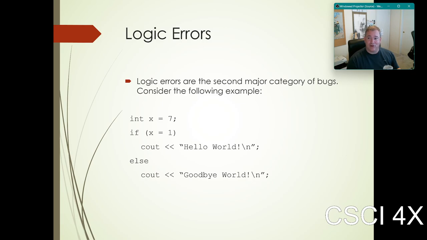Whenever you do an assignment, it actually returns the value that was assigned. Is 40 true or false? True. So is this code true or false? It is true. And so looking at the code, you would think that this code would always print goodbye world, because x is 7, x is not equal to 1, so it should print goodbye world. But when you run it, it prints out hello world instead.